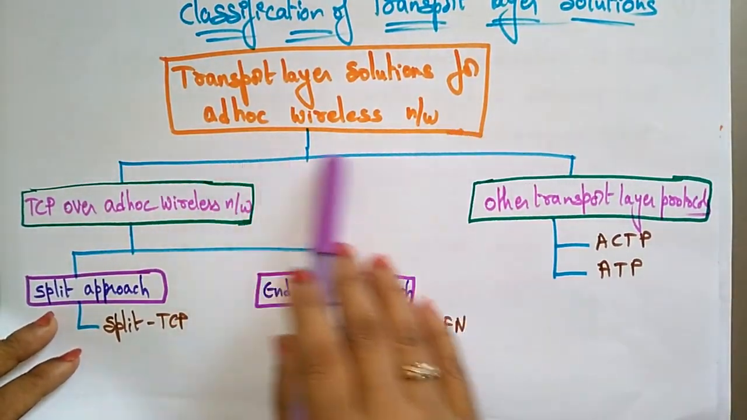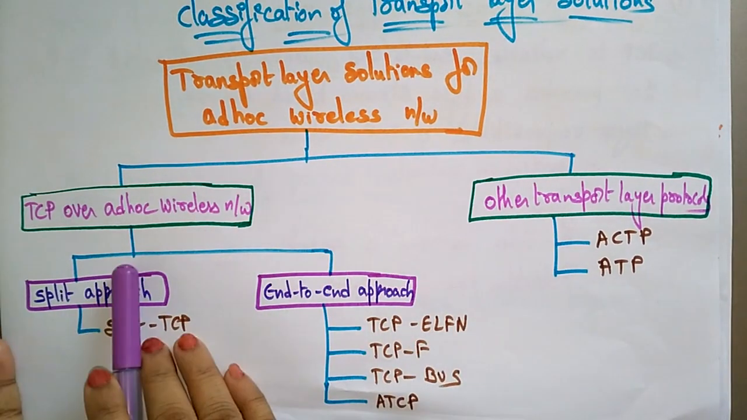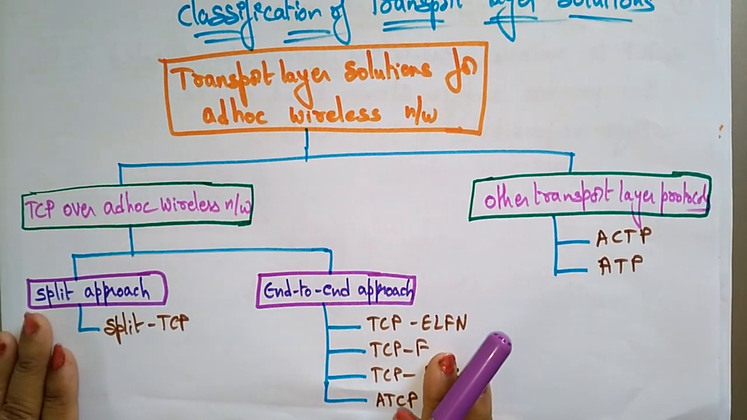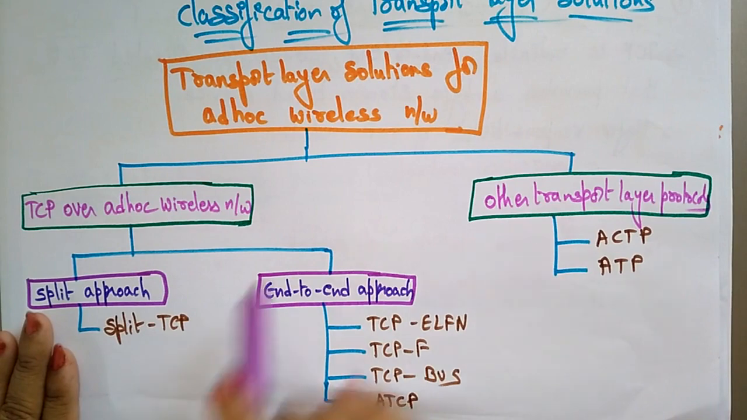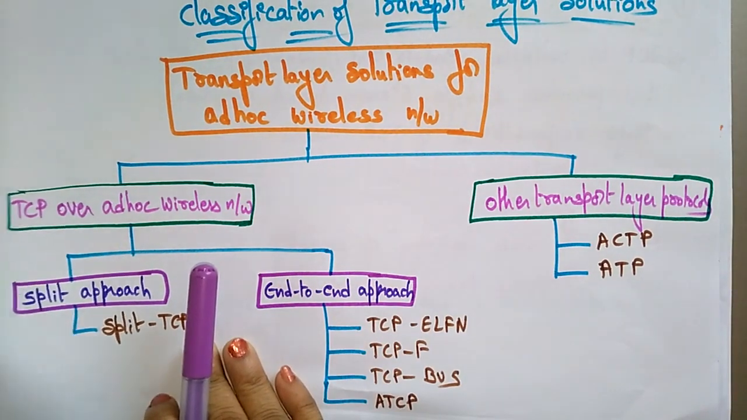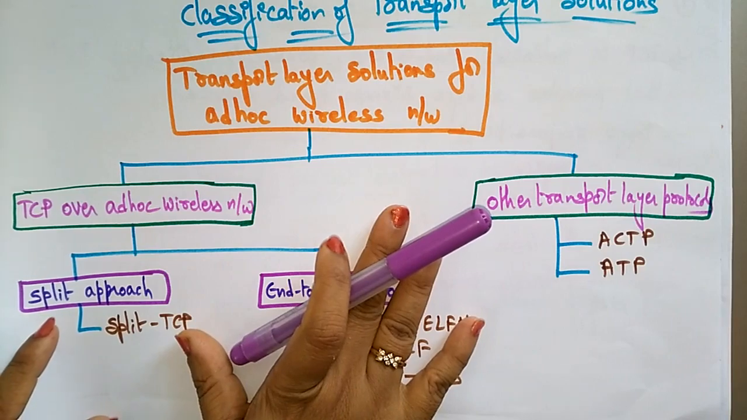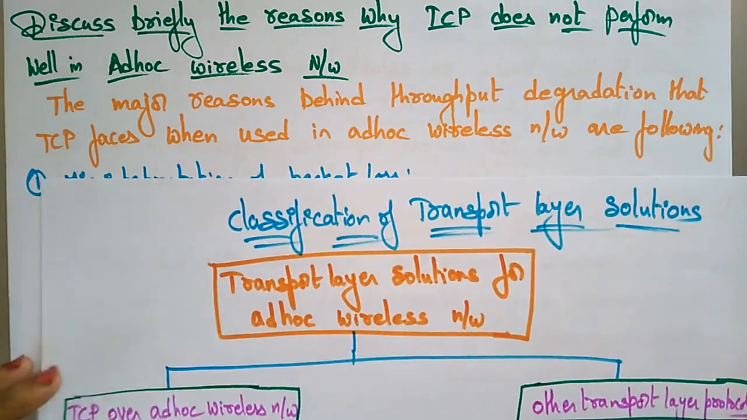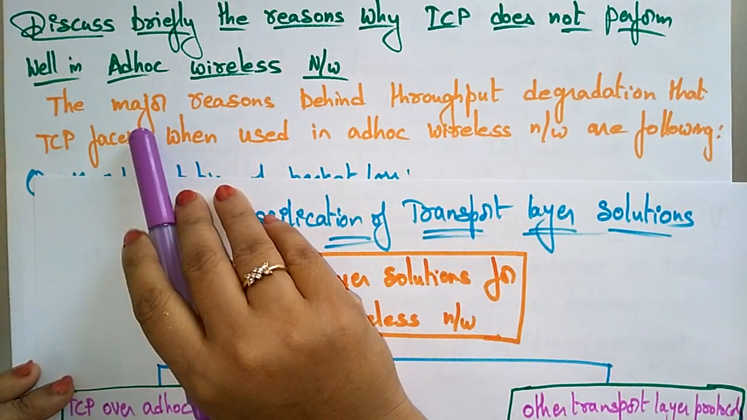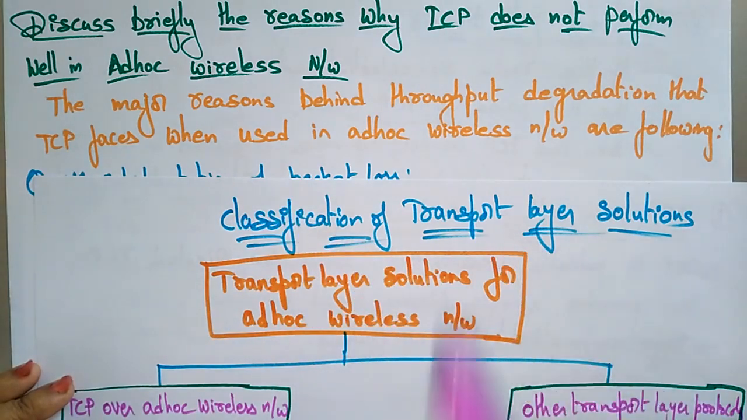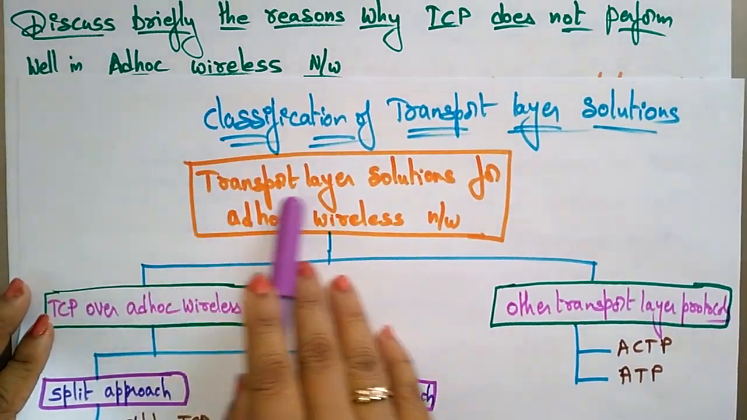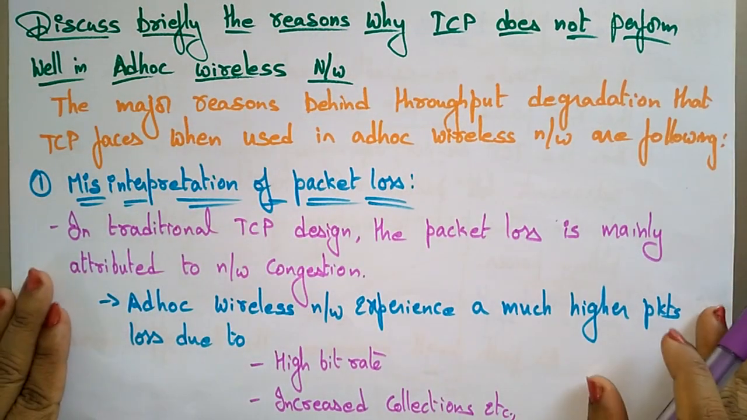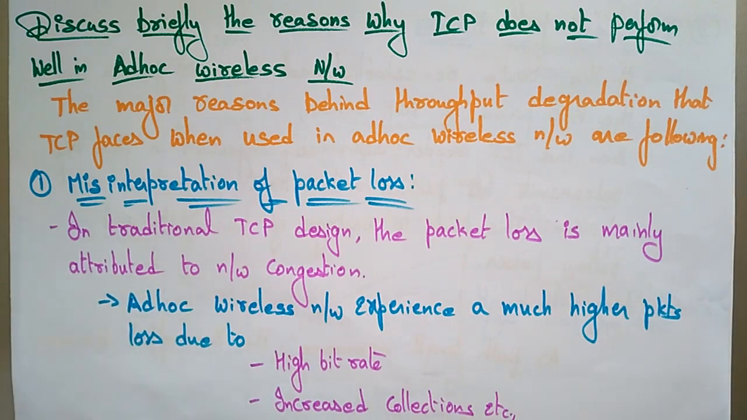Transport layer solutions for ad hoc wireless networks may be TCP over ad hoc wireless networks and other transport layer protocols, and these are the different protocols that we use as transport layer solutions for ad hoc wireless networks. So before going to know about all these protocols, let's discuss briefly the reason why TCP does not perform well in ad hoc wireless networks. Because of this poor performance, we are choosing the transport layer solutions for ad hoc wireless networks. So now let's see the reasons why TCP does not perform well in ad hoc wireless networks.